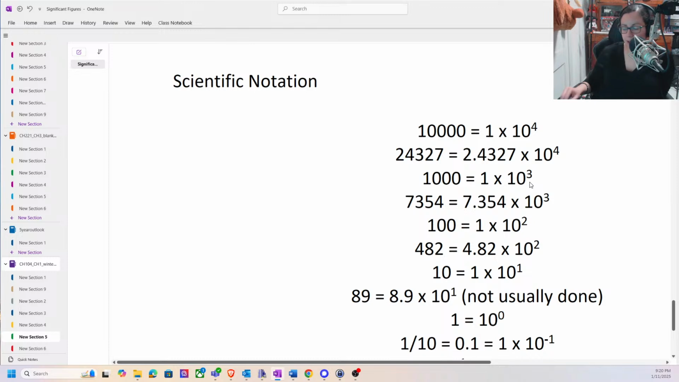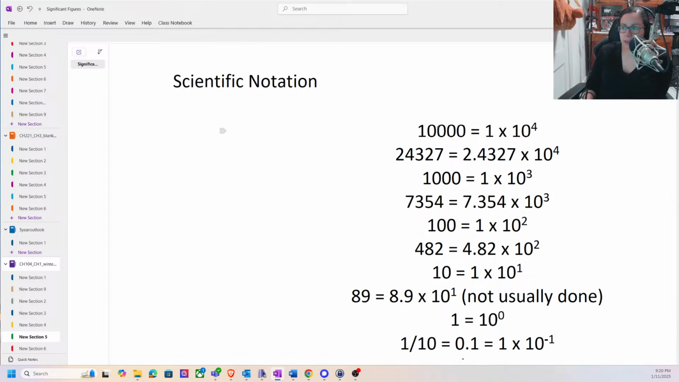Now this last bit here just kind of goes over scientific notation, showing you the different forms of this. And so I won't belabor it in this video. If you need help, I would just reach out to me individually.